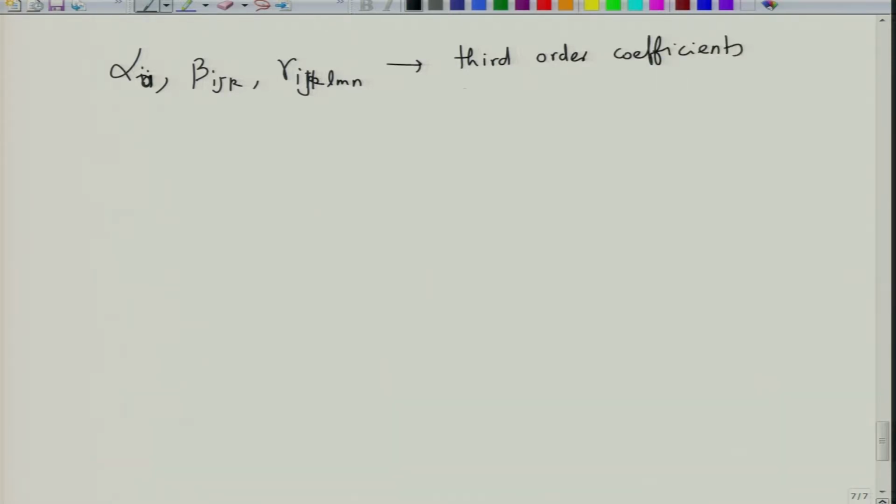So, basically what are these terms? These terms are alpha Ijk, beta Ijk and gamma Ijklmn. These are third order coefficients of derivatives with respect to temperature, with respect to stress, and with respect to polarization, right.